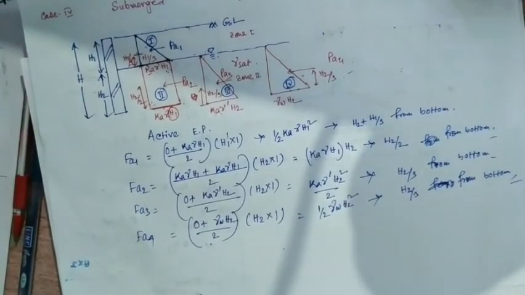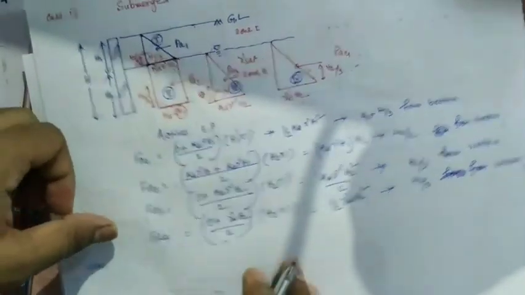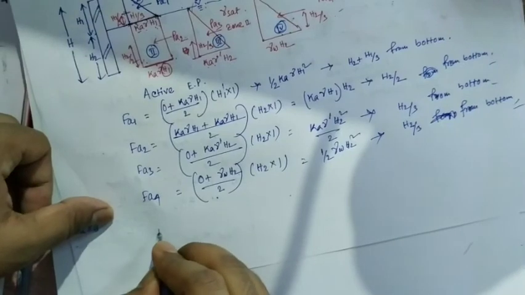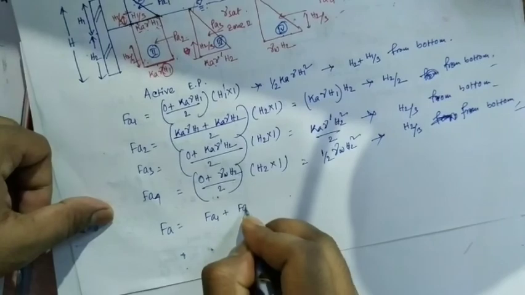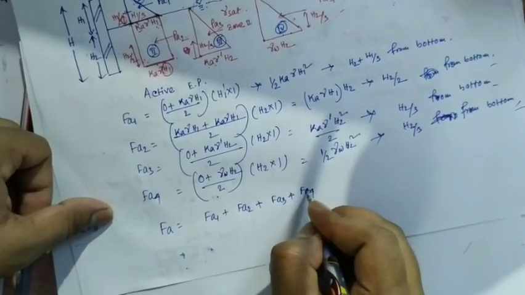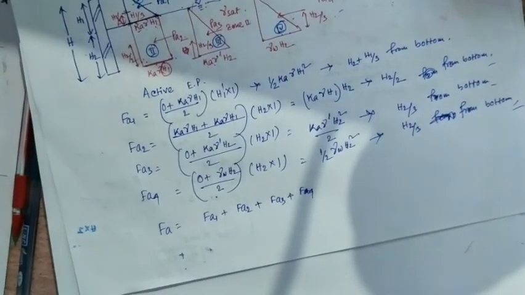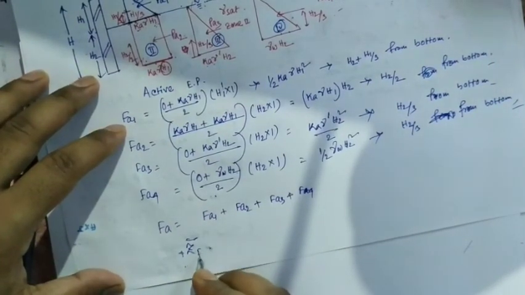Okay, so now look, to get a resultant, that means the common centroid. So what was the formula? Total thrust. Now look, what will be the total thrust? Total thrust, that means Fa will be the summation of Fa1 plus Fa2 plus Fa3 plus Fa4. And what will be the resultant thrust? The position of the resultant thrust will be something Z bar from bottom.